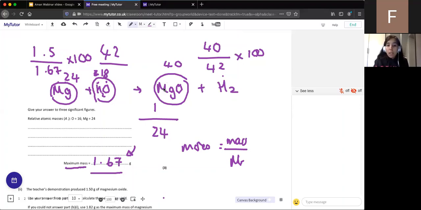Someone's asking me, is this the last session for these topics? Yes, tomorrow we will be going on to reaction energies. Would higher have to learn all the equations, or will we be given them? So the only higher equations are the titration calculations and the gas volume calculations.